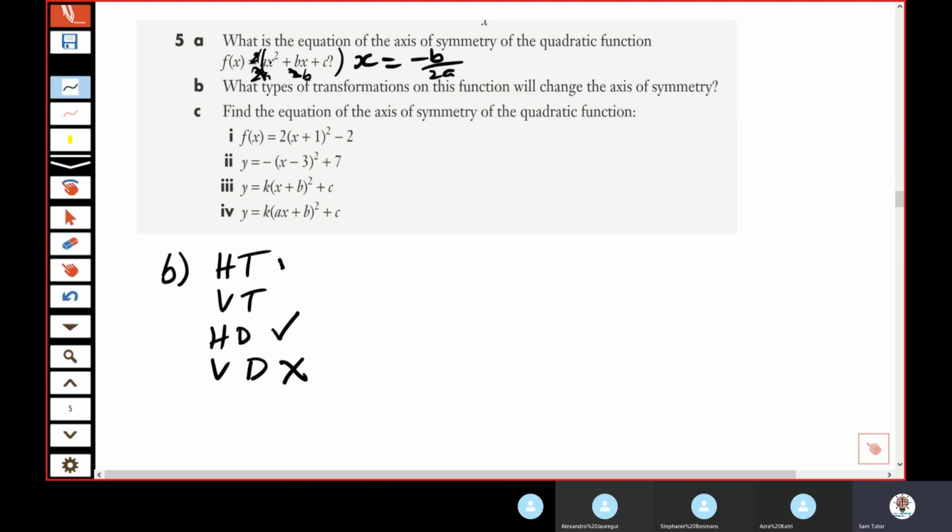Horizontal dilation, yes, because it's impacting the x, which means that becomes 2x, which becomes 4, so 4a and 2b, so that does. Vertical translation, so going up and down, that's affecting c. So that one's a no. And then obviously a horizontal translation, affecting x, again, yes, it would.